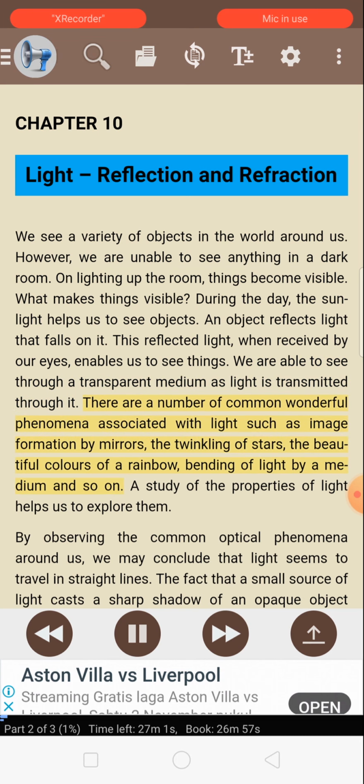There are a number of common wonderful phenomena associated with light, such as image formation by mirrors, the twinkling of stars, the beautiful colors of a rainbow, bending of light by a medium, and so on. A study of the properties of light helps us to explore them. By observing the common optical phenomena around us, we may conclude that light seems to travel in straight lines.